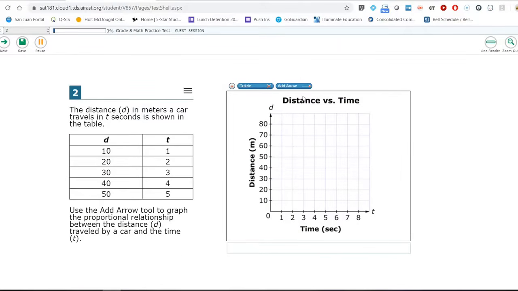What they actually asked us to do was to use the add arrow tool to graph it. So I'm going to go ahead and grab this add arrow tool, and I'm going to put a point at 0, 0. And then I'm going to go right up through 5, 50. So there we go. All right.